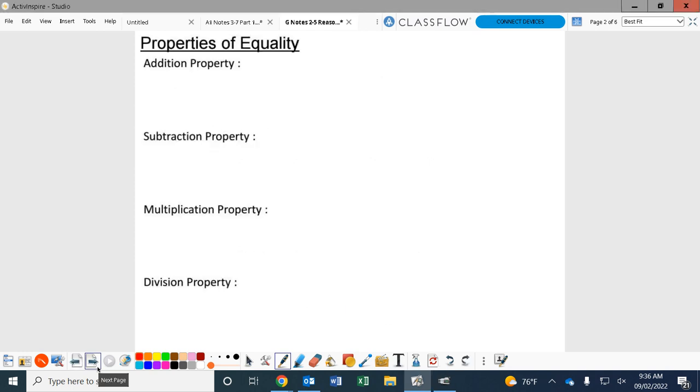Properties of equality. Guys, an equation has two sides that are equal. When you do something to one side, you've got to do it to the other in order to keep it equal. So you have an equation like this: a minus 2 is equal to 5. What do you do to both sides to solve that? Add 2. And when you add 2 to both sides, the two sides are going to remain equal to each other. That's what the whole property says. If you add the same thing to both sides, it's still equal.